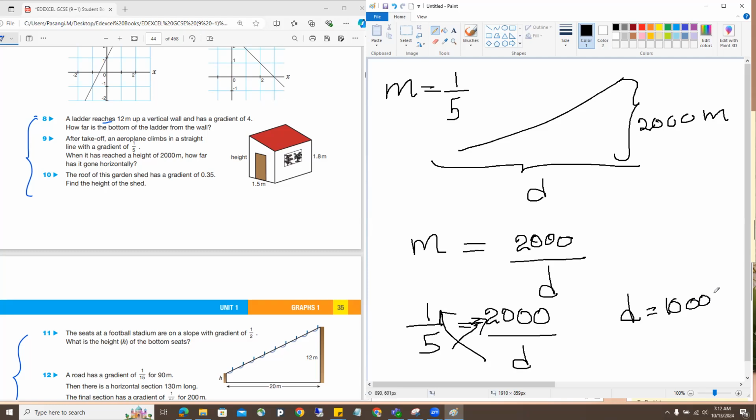Very good. Okay. We'll do one more question, the 10th one, and then we'll jump into the next part. Now it's clear, right? What is gradient and how are you going to calculate the gradient?